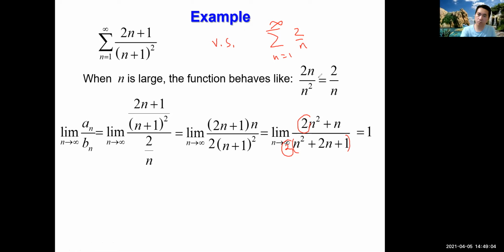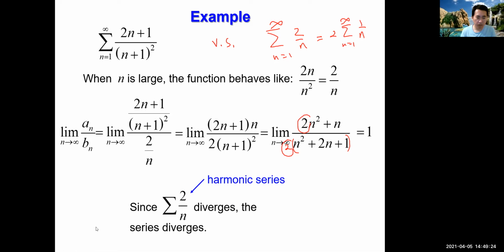If you take the 2 out, it looks like 1 over n here. So you can see it's the harmonic series, or the p-series with p equal to 1. So I know that this series diverges. Right, that's the harmonic series. And since the harmonic series diverges, the series we test also diverges by the limit comparison test.